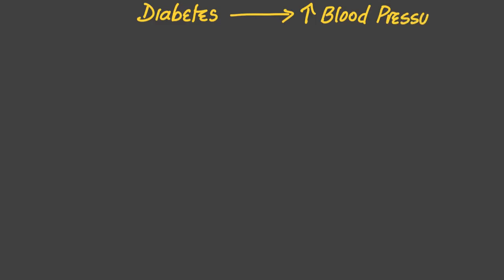Let's take a look at a different example. It's the opposite of what we just saw, and that is how diabetes ends up with high blood pressure. So a person with diabetes can end up with high blood pressure. We all know that diabetes is characterized by high blood sugar. So when the blood sugar levels go up, they influence blood osmolarity.